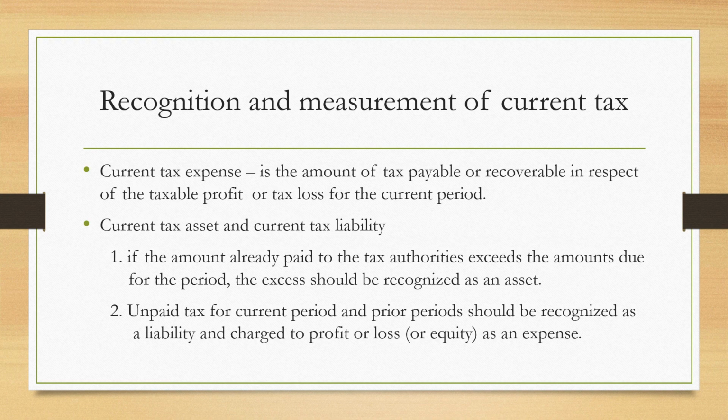Recognition and measurement of current tax. Current tax expense is the amount of tax payable or recoverable in respect of the taxable profit or tax loss for the current period. Current tax asset and current tax liability: if the amount already paid to the tax authorities exceeds the amount due for the period, the excess is recognized as an asset, current asset. Unpaid tax for current period and prior period should be recognized as a liability and charged to profit or loss as an expense.